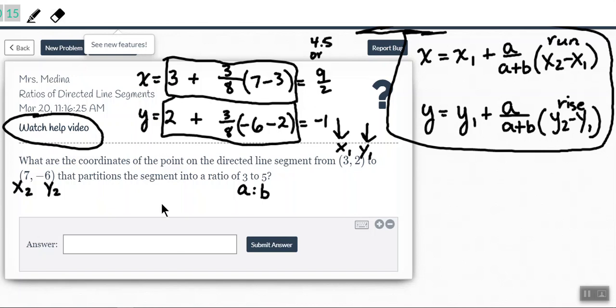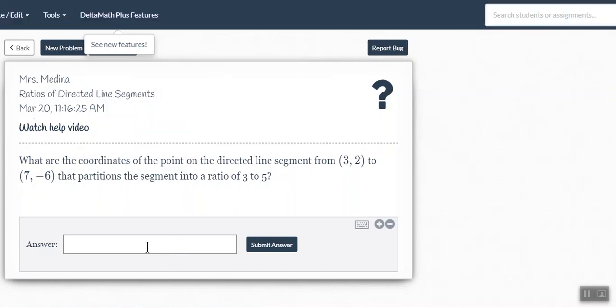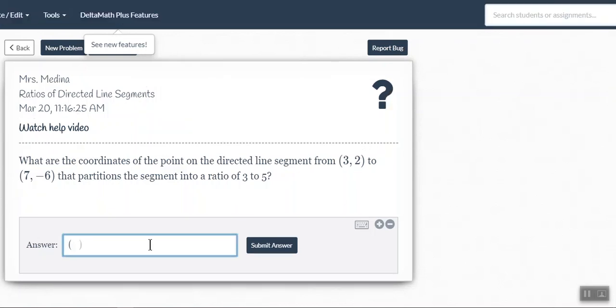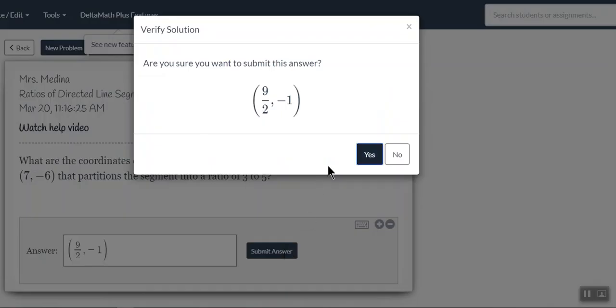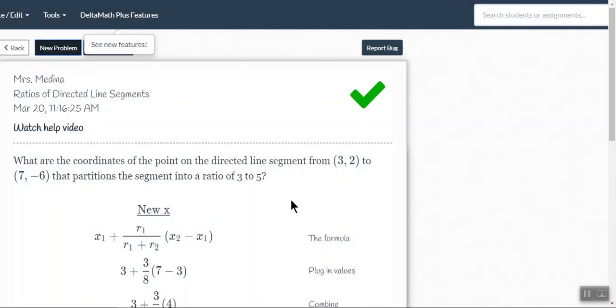So I'm going to go ahead and put this in the program. I have to remove this from here. Parentheses, 9 over 2, exit, here we go, comma, negative 1, close parentheses. Yes, I'm sure, and I am correct.